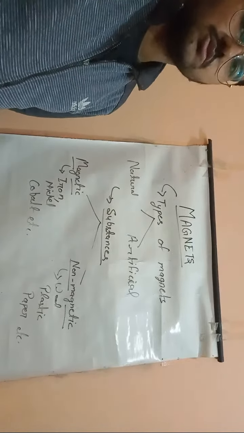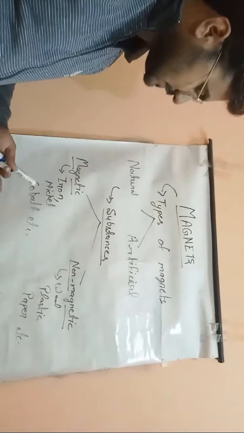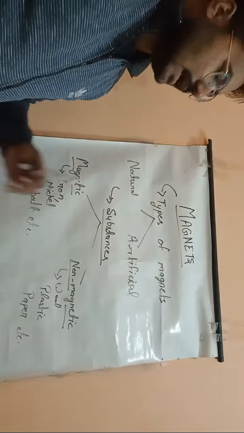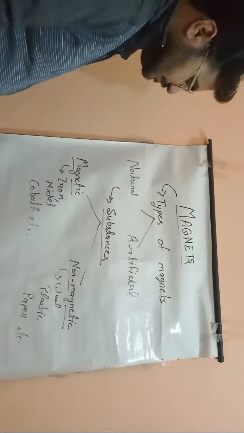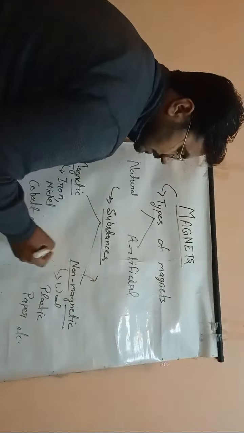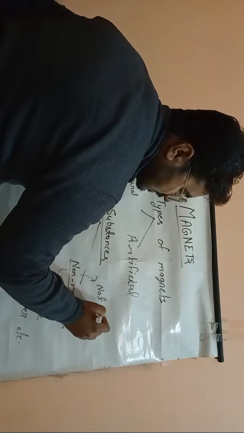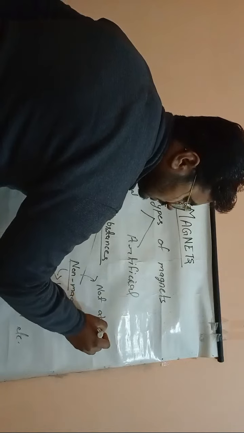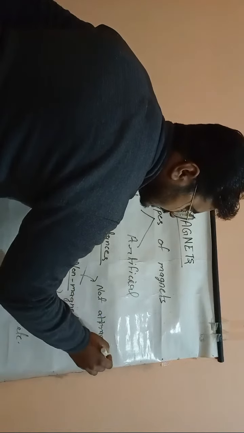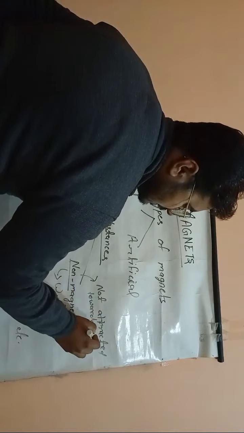What are non-magnetic substances? Non-magnetic substances are those substances that are not attracted towards the magnet. Magnetic substances are those substances that are attracted towards the magnet. If you have to write the definition, non-magnetic, what will be there? They don't attract. Not attracted towards magnet.